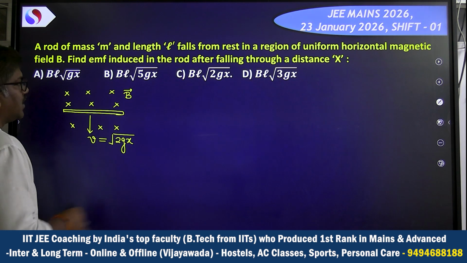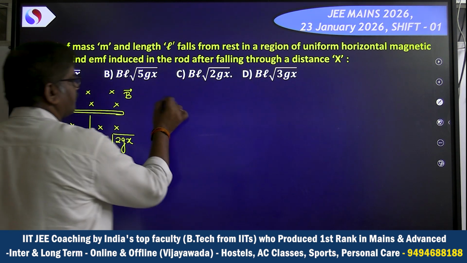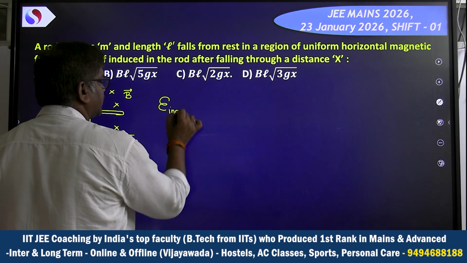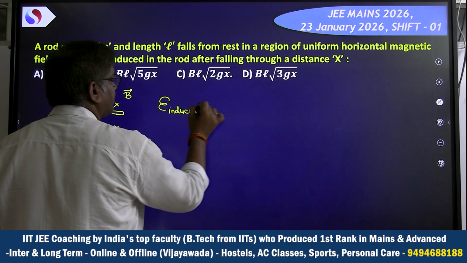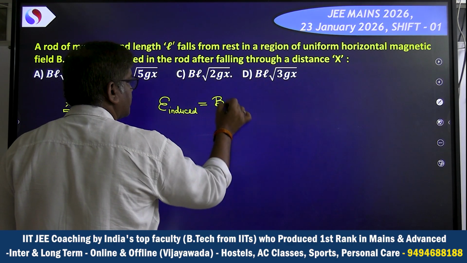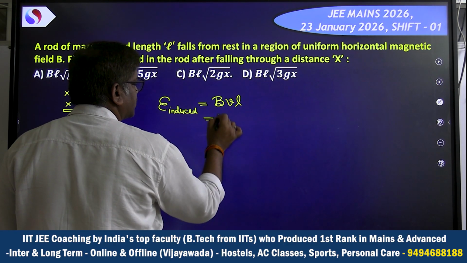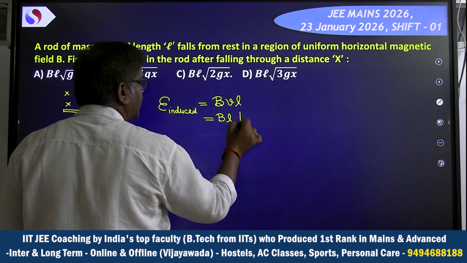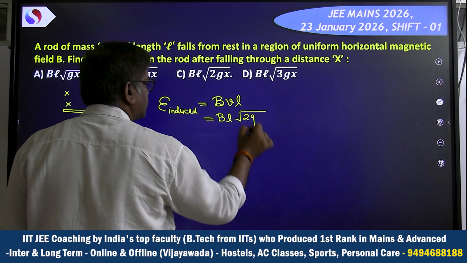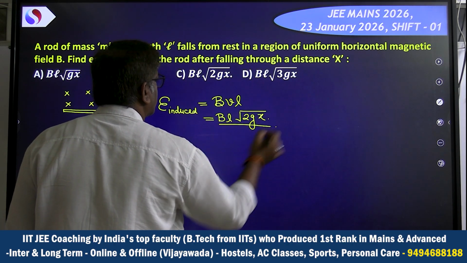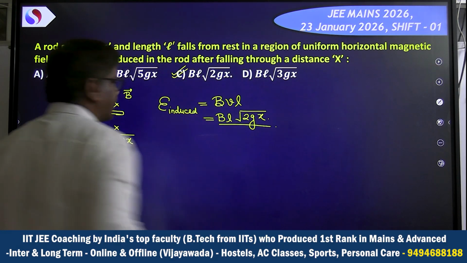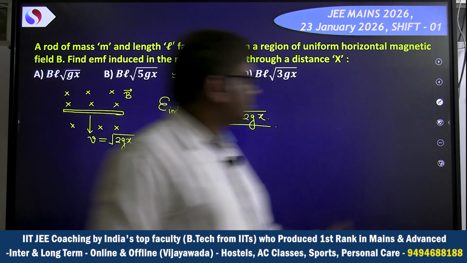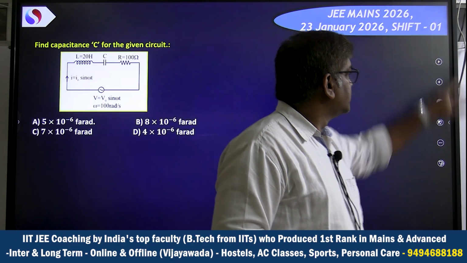And now, therefore, we can find the induced EMF, which is the motional EMF here. Induced EMF, which is the motional EMF here, is BvL. So just substitute the value: it is BL, and the value of v is root 2gx. So my right answer is option 3. I move to the next question, quite an easy question this is.